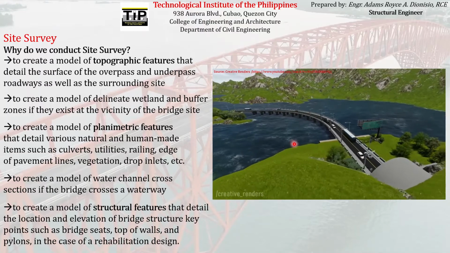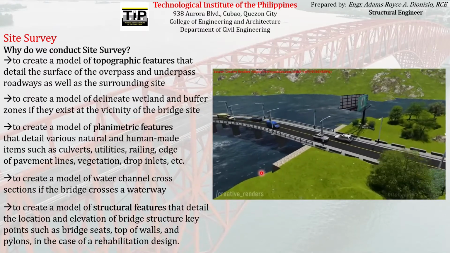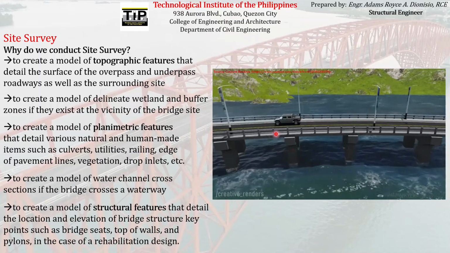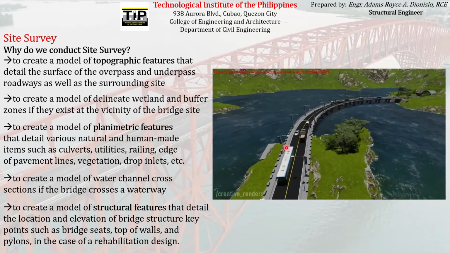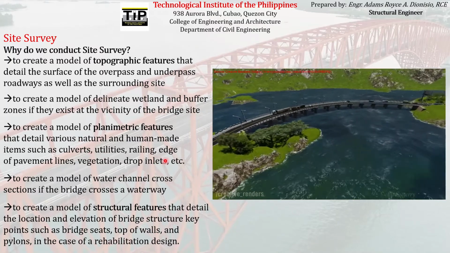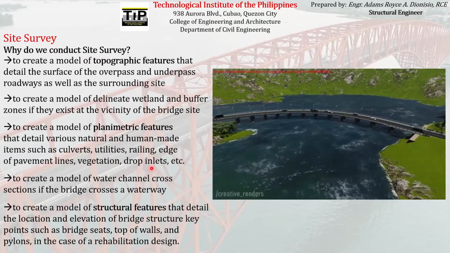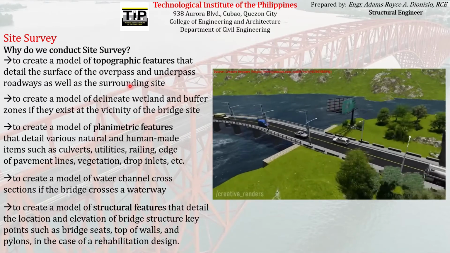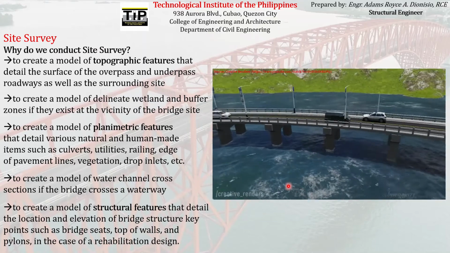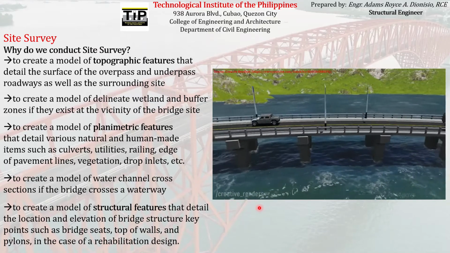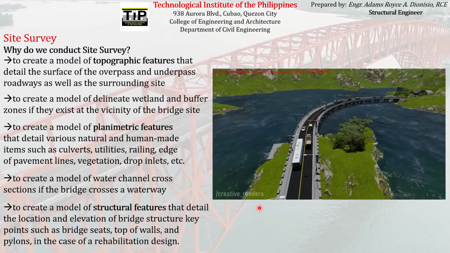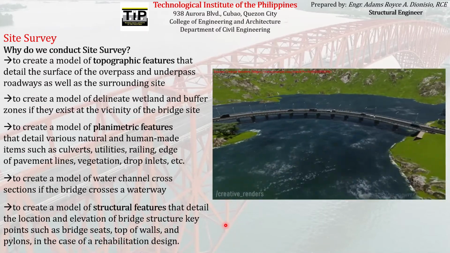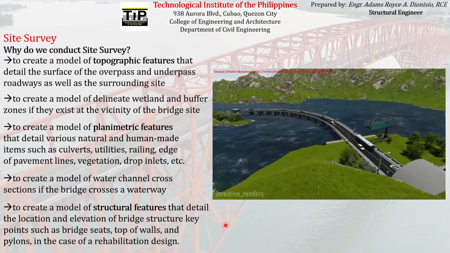So in site survey, we usually take note of the topographic features that can be seen on the site itself, as well as the various natural and human-made items that can be seen on the construction site that may affect the design and construction of the bridge or highway project, such as culverts, utilities, railing, edge of pavement lines, vegetation, drop inlets, etc. And for the case of a rehabilitation design, we may conduct site survey to have the detail of the locations and elevations of the particular bridge structure key points such as bridge seats, top of walls, and pylons that need to be rehabilitated or may affect the rehabilitation design.